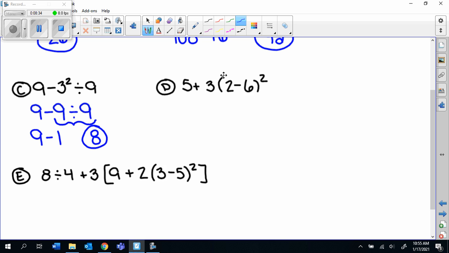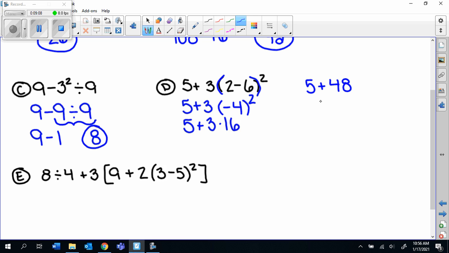We're going to start here inside this parentheses. So 5 plus 3, and we're going to simplify there. 2 take away 6 is a negative 4. Next, I'm going to handle that exponent. So negative 4 times negative 4 is a positive 16. Next, I'm going to do the multiply before I add. So 3 times 16 is 48. And 5 plus 48 is 53.